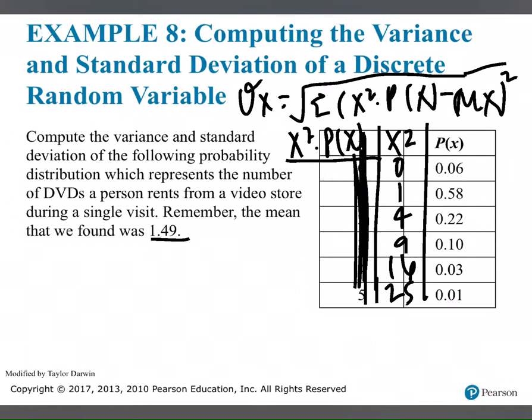Okay, so I'm taking x squared times p of x. So this times this, 0 times 0.06, right? That's 0. Then I take 1 times 0.58, that's 0.58. 4 times 0.22, 0.88. 9 times 0.1 is 0.9. 16 times 0.03 is 0.48.